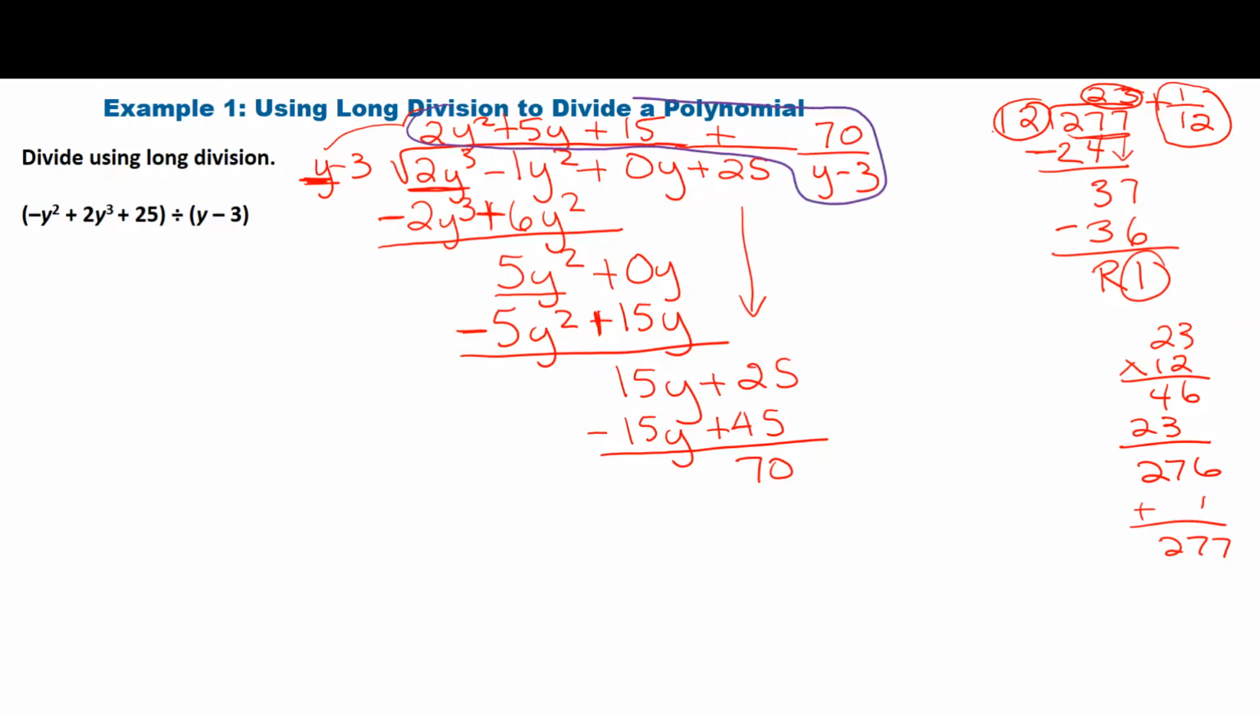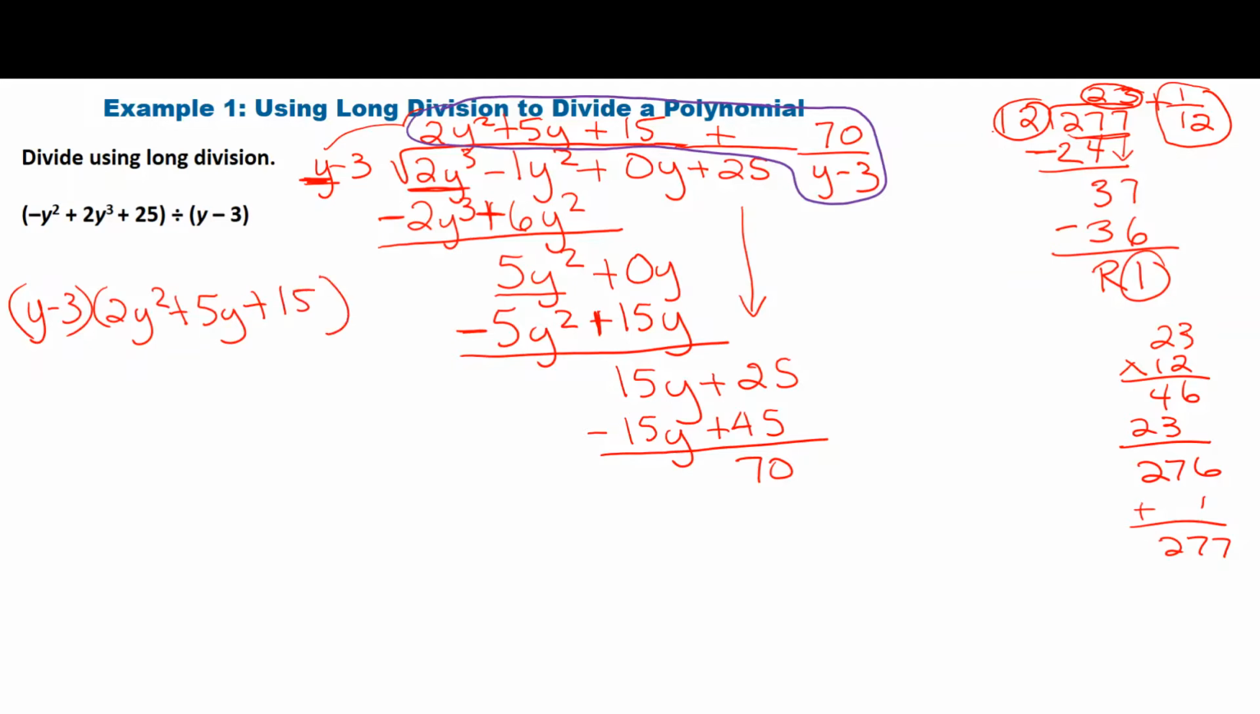All right, and just like before, we can always check to make sure that we did it correctly by multiplying our quotient and divisor. Let's put this back in here. So we're going to say y minus 3 times 2y squared plus 5y plus 15.